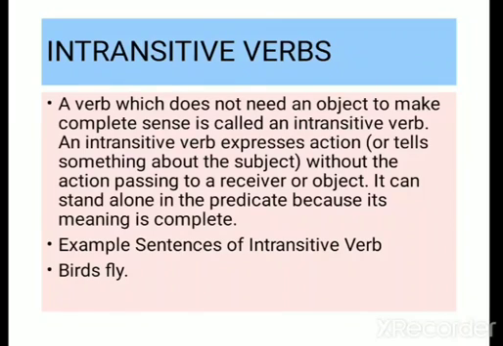Intransitive verbs. The verb which does not need an object to make a complete sense is called an intransitive verb. An intransitive verb expresses actions without the action passing to the receiver or object. It can stand alone in the predicate because its meaning is complete. Some examples of intransitive verb, that is, birds fly. Here the sentence is not carrying any object.